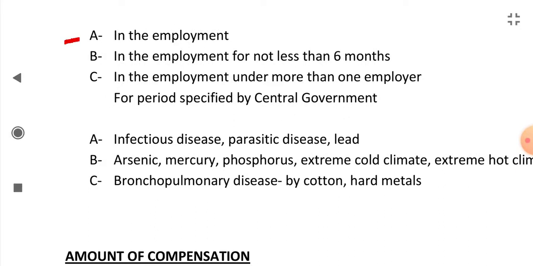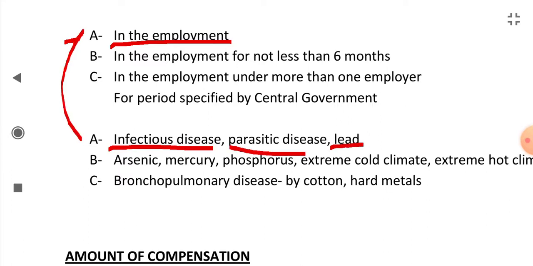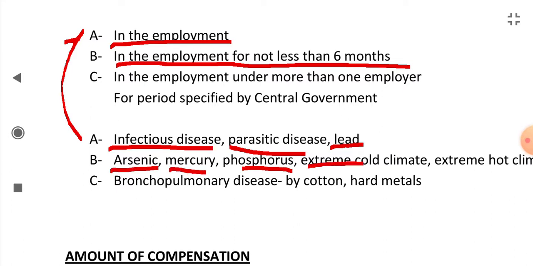In A, it is said if the workman is in the employment and he gets any infectious disease or parasitic disease or disease from lead, he will come under category A. If the workman is in the employment for not less than 6 months and he gets a disease due to arsenic, mercury, phosphorus, extreme cold climate, extreme hot climate, etc., then he will come under category B.